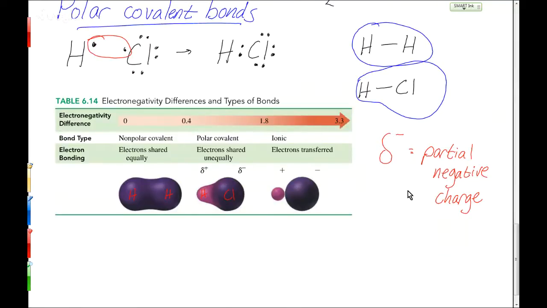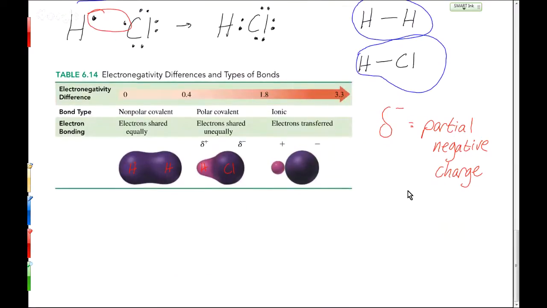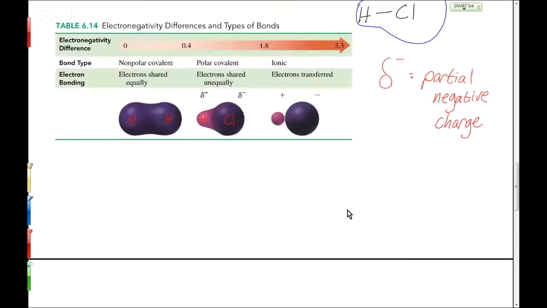So how do we decide, or how do we figure out if we have a polar bond or not? We look at something called electronegativity. And you see that word in the table there, and we're going to take a look at what that means.